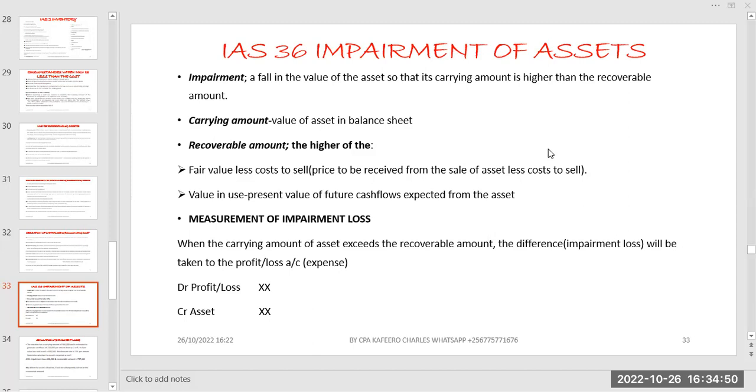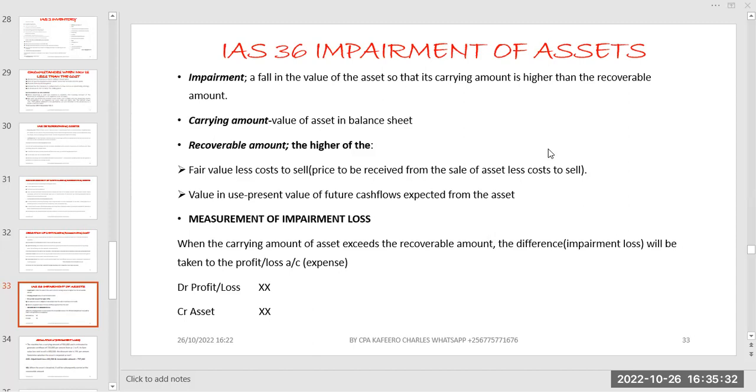Those are the things we are going to be looking at, as far as the terminologies we are going to be looking at in due course. So we can try to go through the notes and see what we have. We are saying impairment refers to the fall in value of the asset, that is, its carrying amount being higher than the recoverable amount. We spoke about the recoverable amount. And the carrying amount refers to the value of the asset in the balance sheet, what we normally record as the net book value of the asset in the balance sheet.